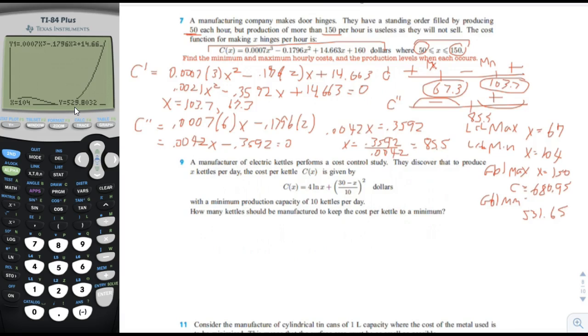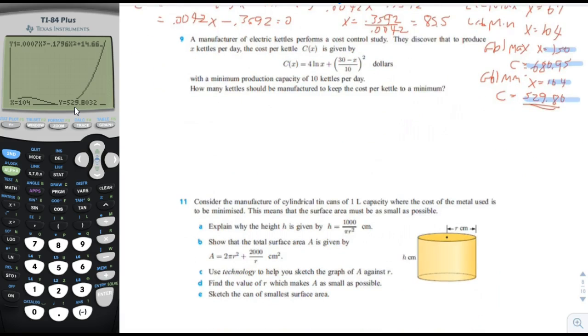So the global minimum, even though we checked the left endpoint, is the local minimum, which is x equals 104, and the cost is equal to 529.80. That's a lower value. Okay? So that's the global max and the min. 150, 680, and 104, 529.80. All right. That was 7.